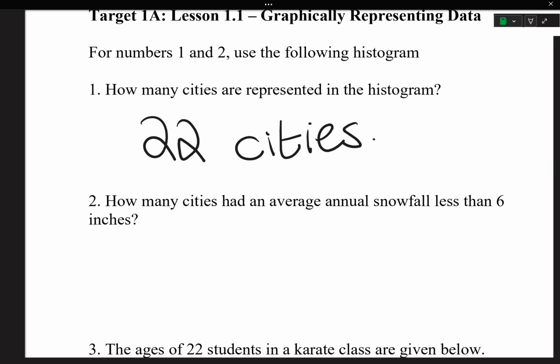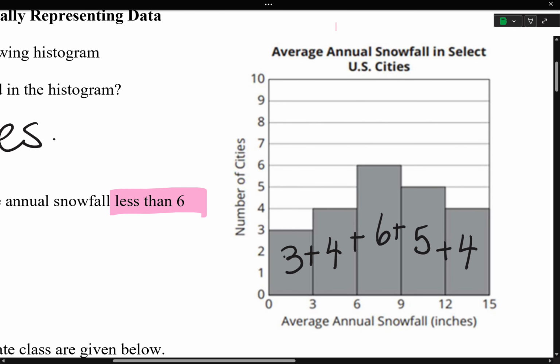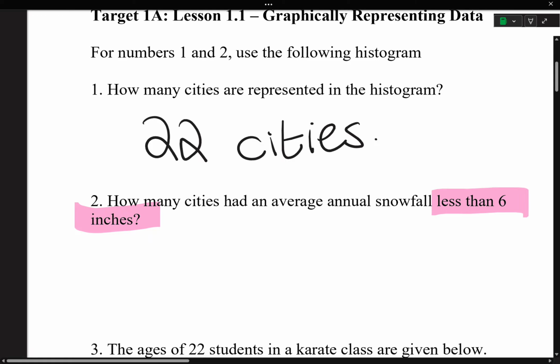Number 2 asks us how many cities had an average annual snowfall less than 6 inches. Let's take a look at our histogram. Here is 6 inches. Less than is on the left, which means we are adding these two bars together. 3 plus 4 is 7, so 7 cities had an average of 6 inches or less.